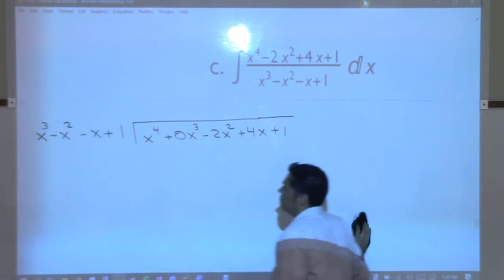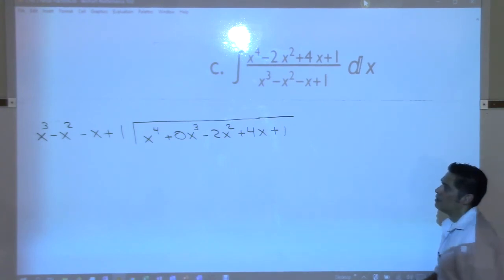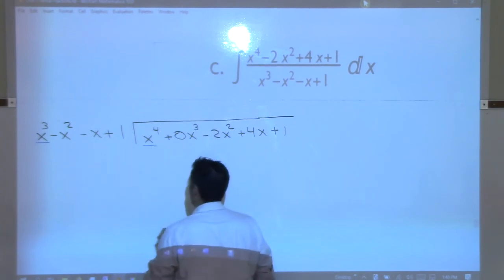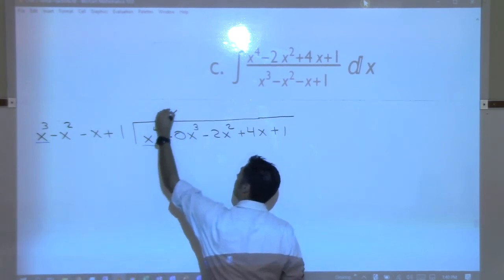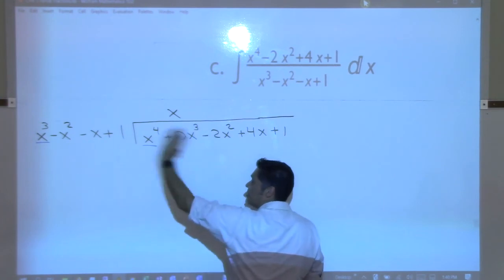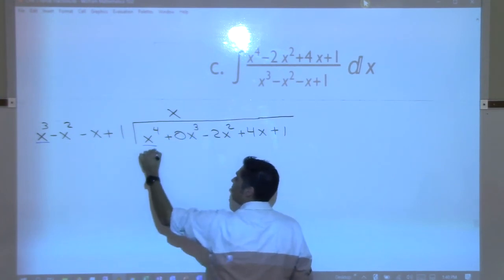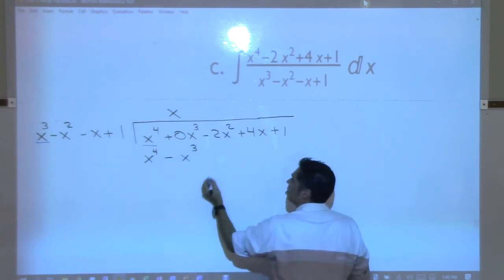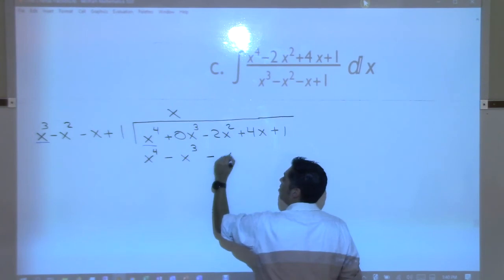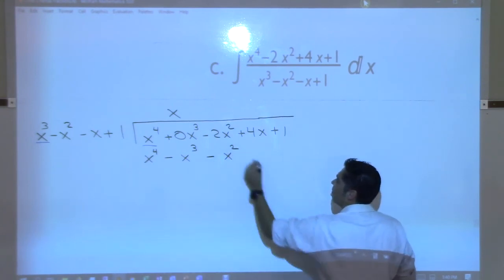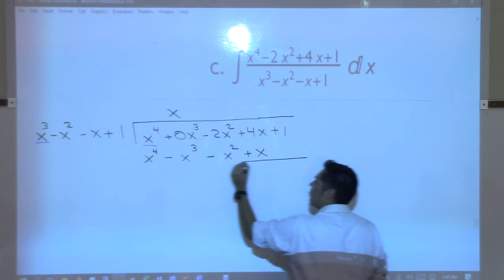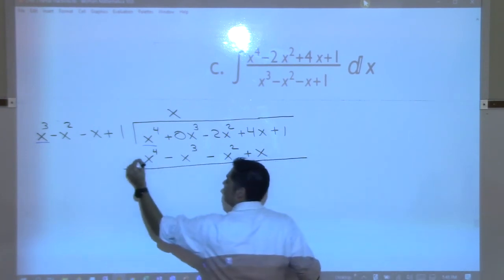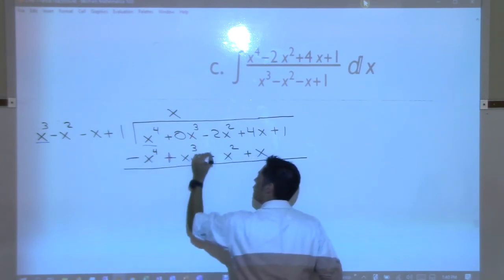And now we start playing the game. So what do we multiply x cubed by to get x to the fourth? We need x. So we know this is going to be x. And then that x hits all those, right? So x to the fourth, negative x cubed, minus x cubed, minus 2x, minus x squared, and then plus x. And then we come through and change all the signs. All minuses become plus, and all the pluses become minuses.